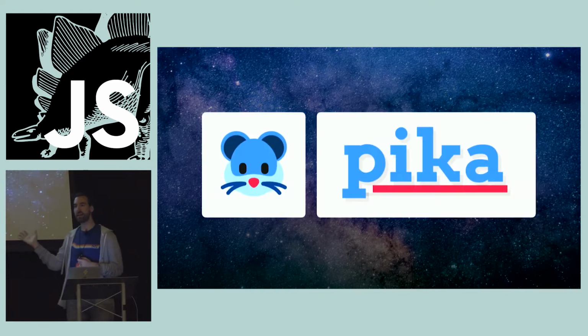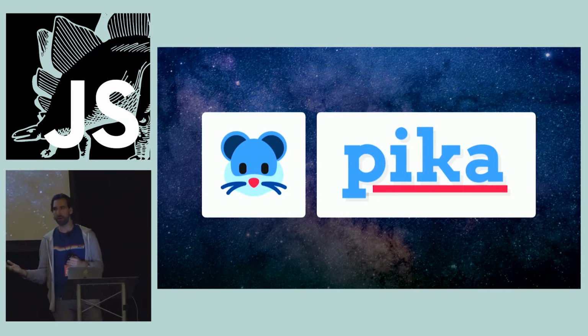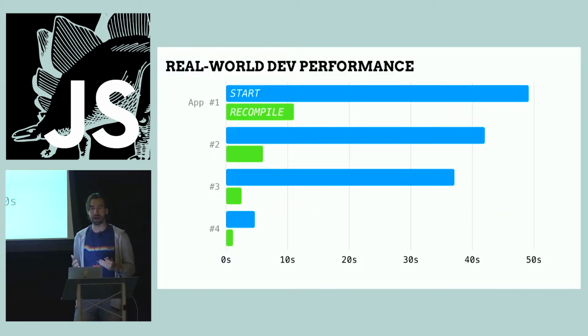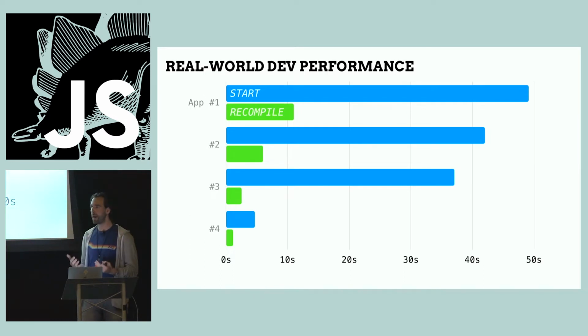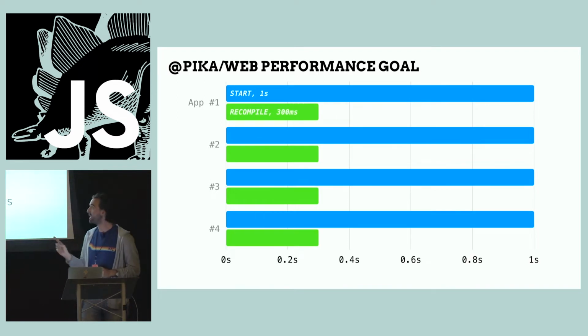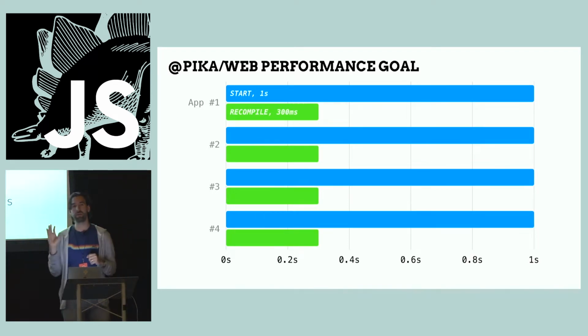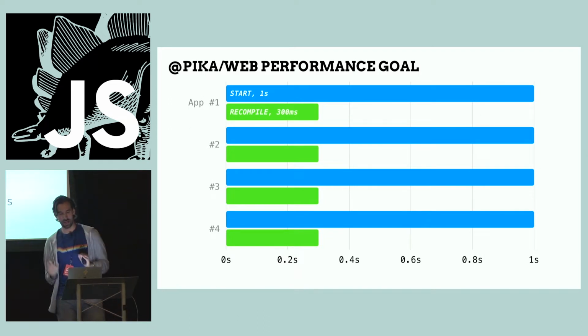So Pika is a project that I work on to basically reimagine what JavaScript could look like today and to help move the JavaScript ecosystem forward. And let me give you an example of what I mean by that. We want to take this graph and see if we could do something better. And one of the tools I'm going to show you today takes this and brings it here. Our goal is a start time of less than 1 second and recompilation of less than 300 milliseconds. So I'm going to show you that tool again a little bit later.